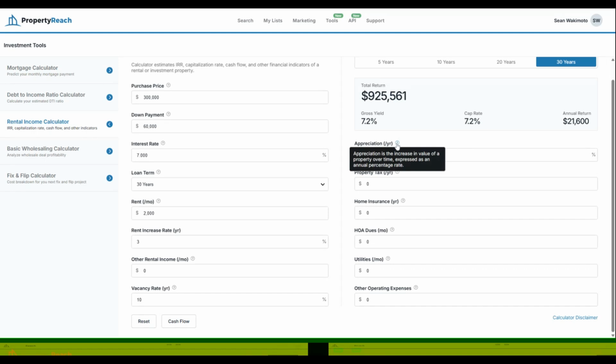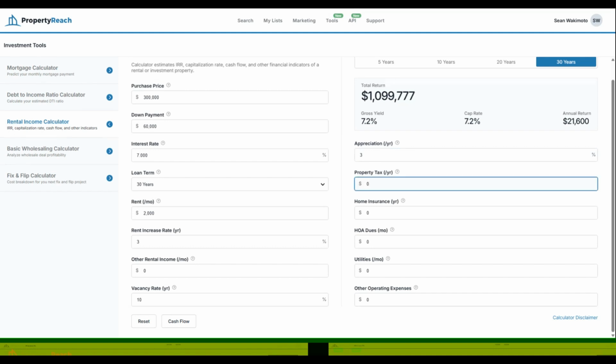Now on the right, we've got appreciation. This is the increase in value of the property over time. It's usually expressed as a percentage. I like 3%. Again, this will change on your market. You can actually Google what the appreciation is in your market and hopefully find this number. Property tax. So property tax, you have to pay taxes on the property that you own to either your county, city, state. You have a different set of taxes here.